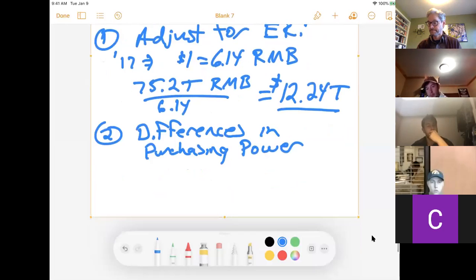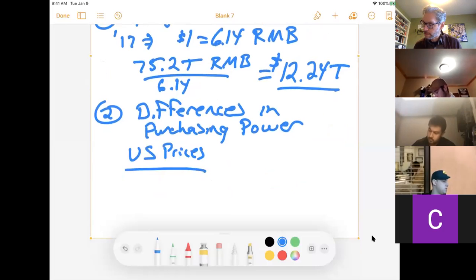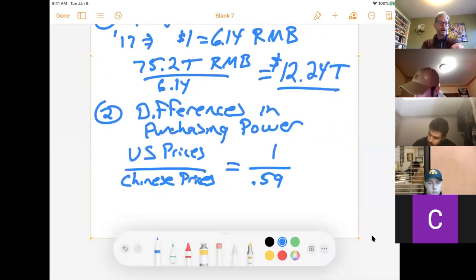How much higher? Well, economists have estimated that if you look at the US price level, Chinese prices are about 59% of US prices. They're about 59% of US prices. So if something in the US costs $1, in China it costs about 59 cents.